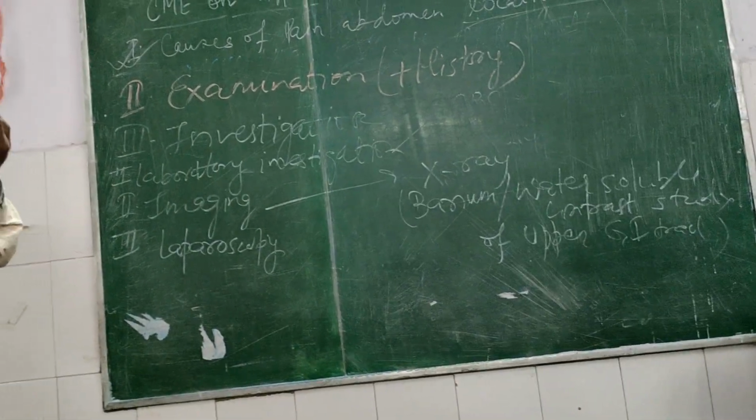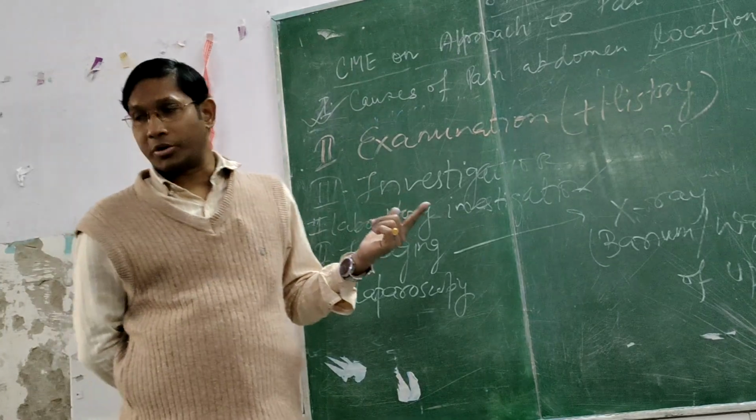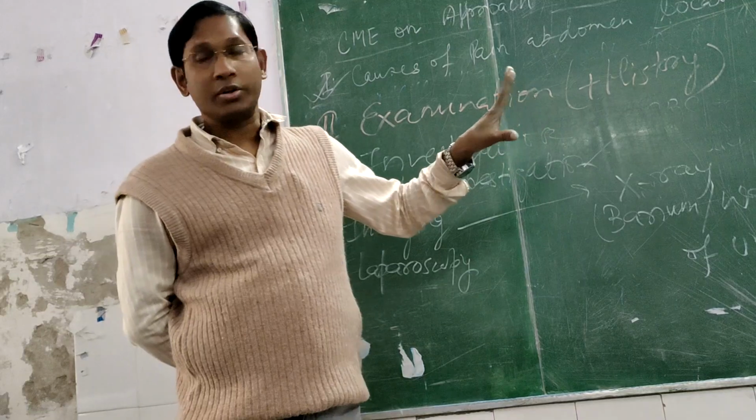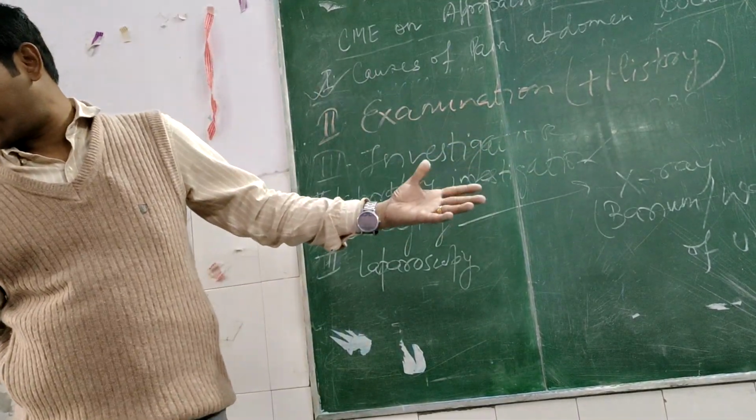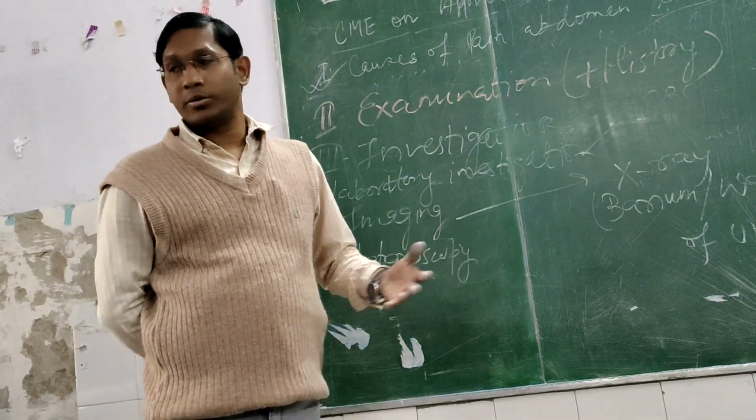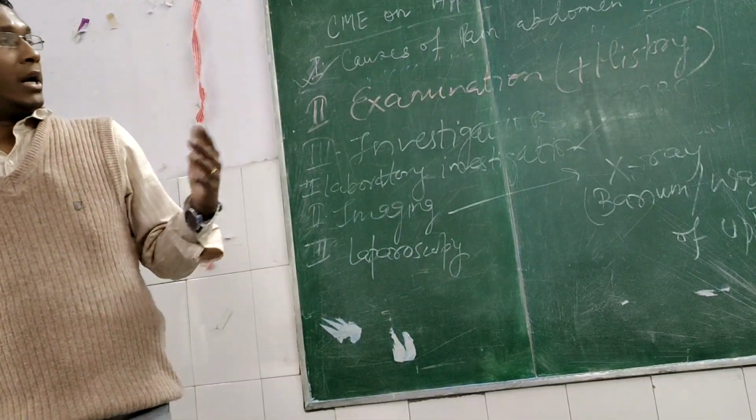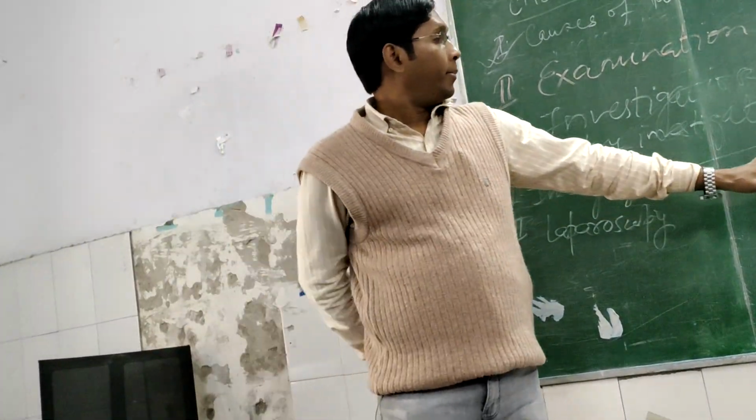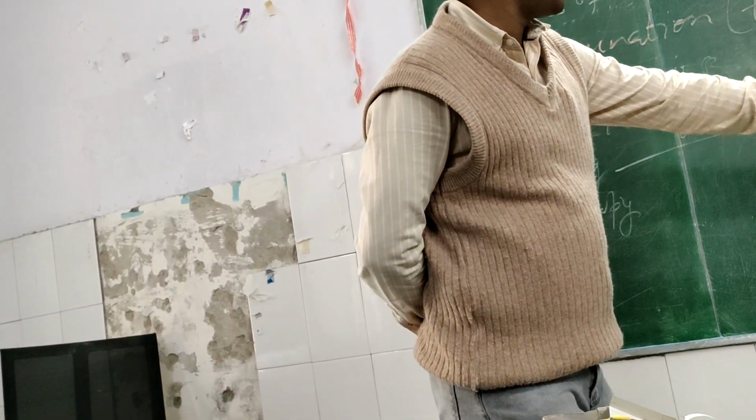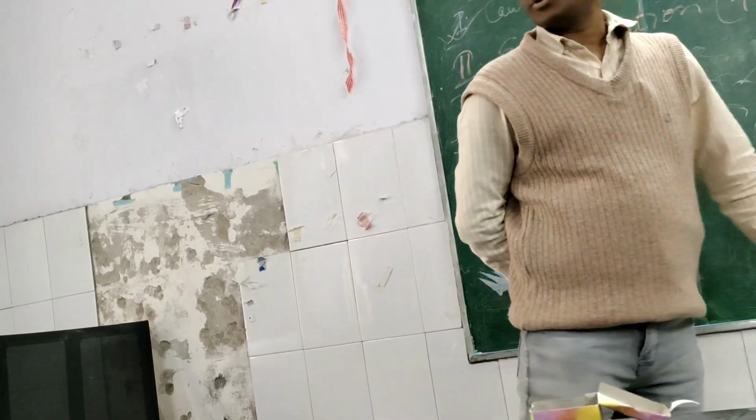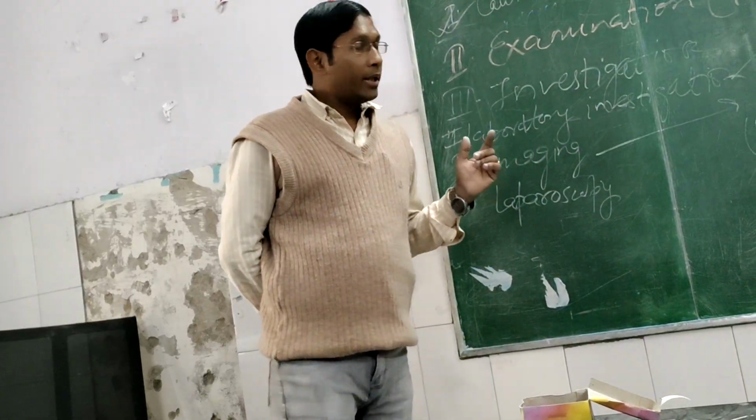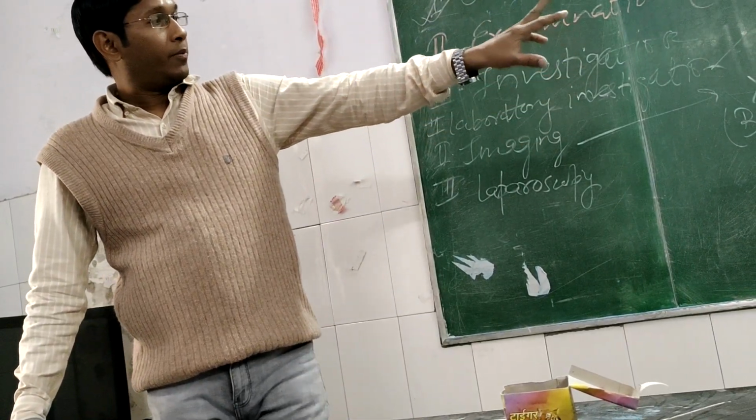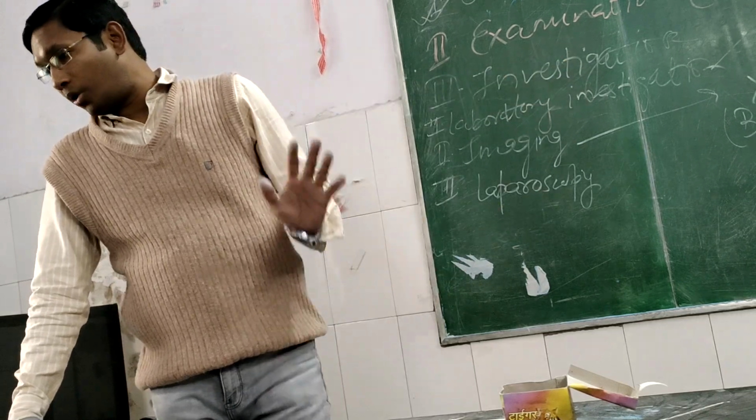To rule out partial bowel obstruction when other means of investigation fail to establish the diagnosis, like X-ray. When the X-ray shows no air fluid level and still you suspect there is obstruction in the gut, then you can do a barium study or water soluble contrast study of the upper GI tract. But when there is suspicion of colonic obstruction, then this barium study or water soluble contrast study is not done.